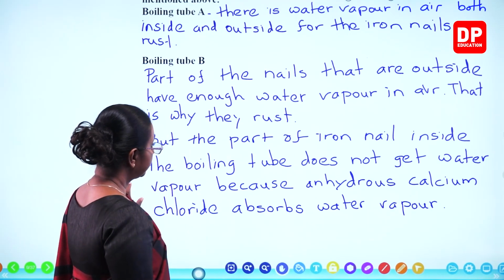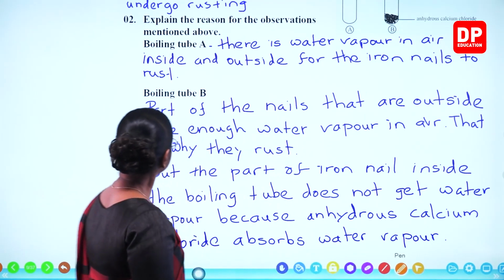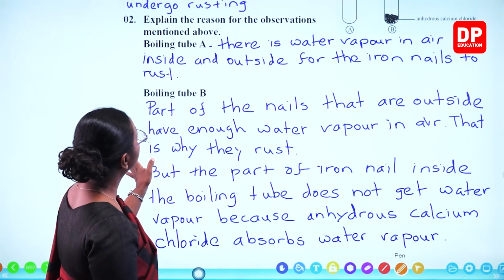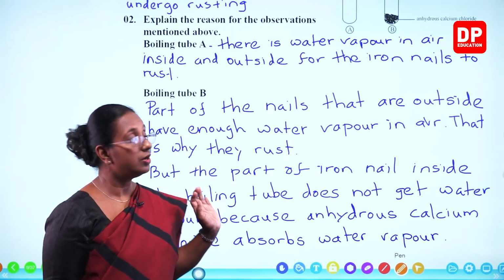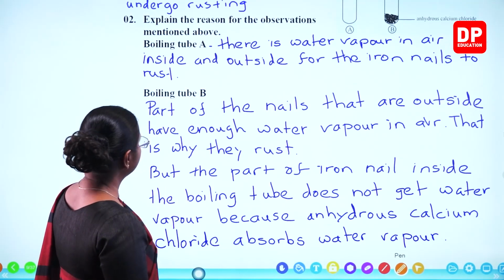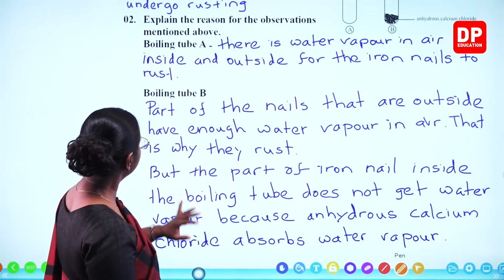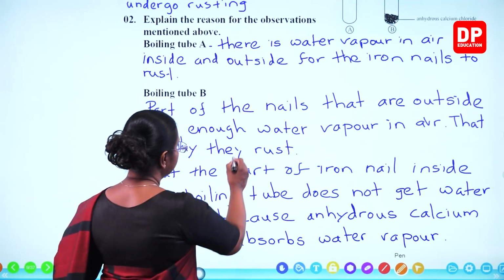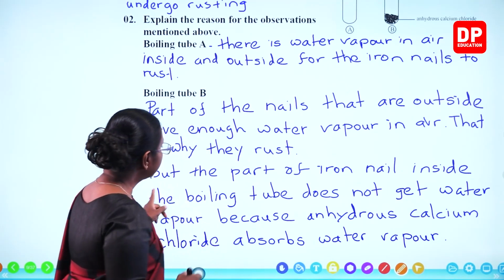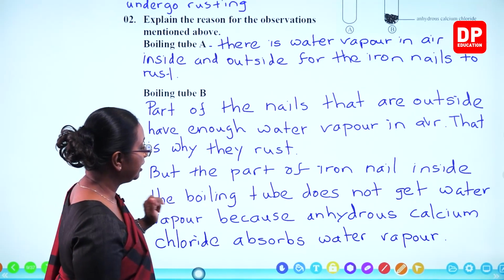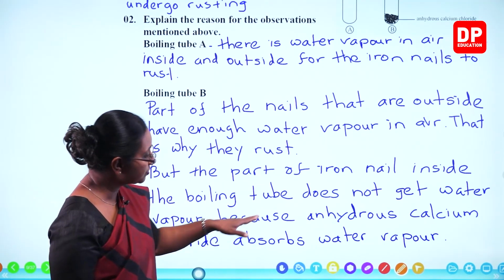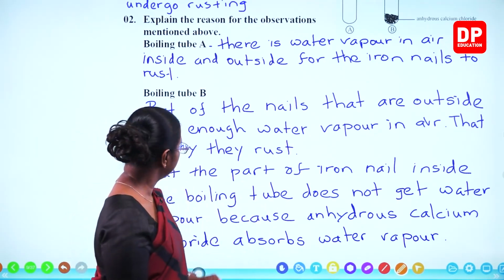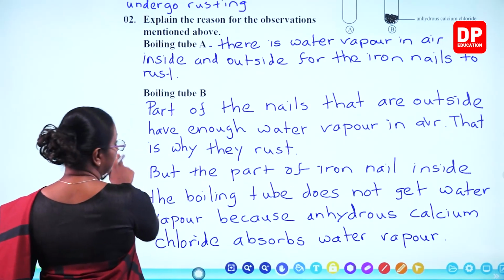So to explain what happens, in boiling tube A, there is water vapor in air both inside and outside for the iron nails to rust. But in boiling tube B, part of the nails that are outside have enough water vapor in air. That is why they rust. But the part of iron nail inside the boiling tube does not get water vapor because anhydrous calcium chloride absorbs water vapor. Therefore, it does not rust. So here we can include that as well.